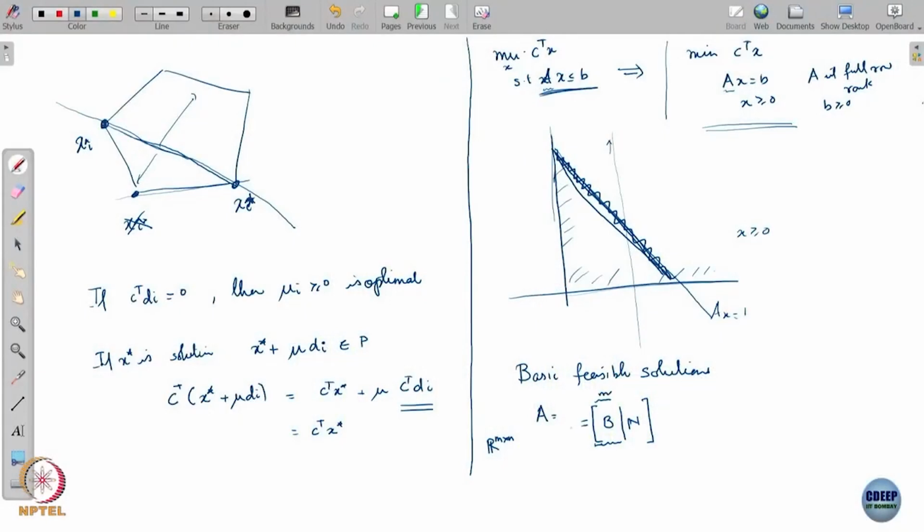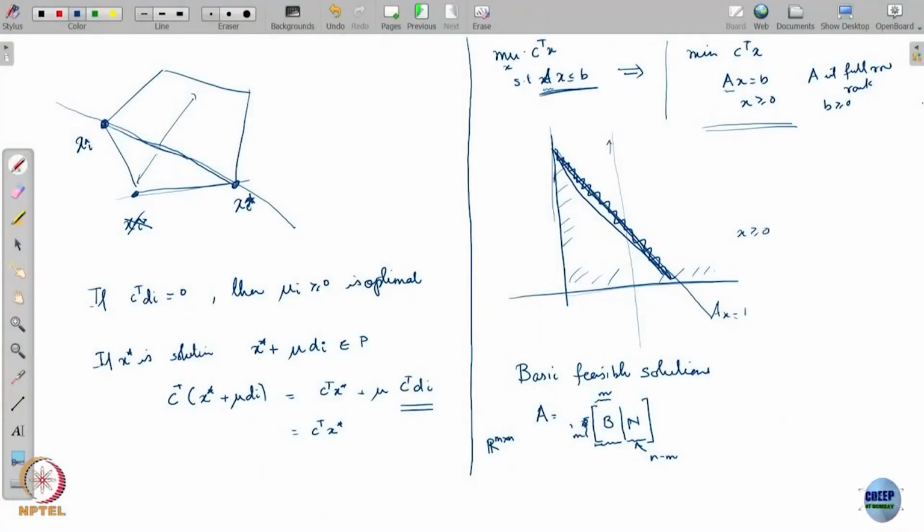Okay. So, B will now have m rows and m columns, and all the remaining n minus m columns I am putting in N. So, I can choose such m columns from the n columns that I have for A. Then that will give me a way of writing A in this sort of form, as B and N.